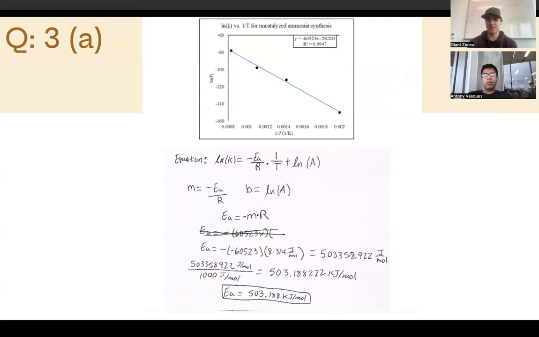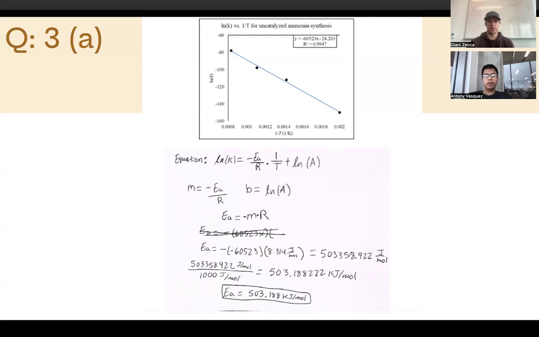So in question three, we're more focusing on the catalysts that affect the Haber-Bosch process. In question A, it asks us to use the graph to calculate the uncatalyzed activation energy. For this, we use the equation natural log K equals negative EA over R times 1 over T plus natural log of A. We're just going to use the slope, which is m equals negative EA over R, which is our slope for this equation, but it's also where we're going to find our activation energy.